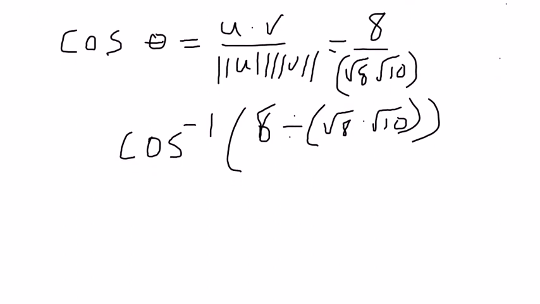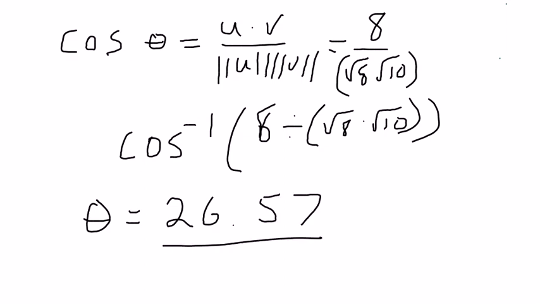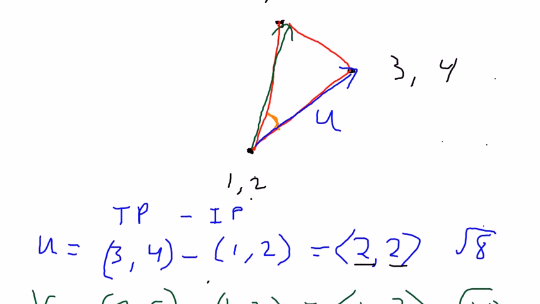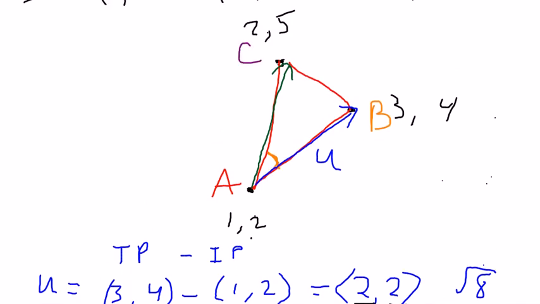Okay, if you do that, you're going to get an angle of about 26.57. Store that angle. I'm going to store it as A. Okay, now that I have that angle stored as A, that's this angle down here. I'm going to name the rest of these angles. We'll call this B. We'll call this angle up top C.